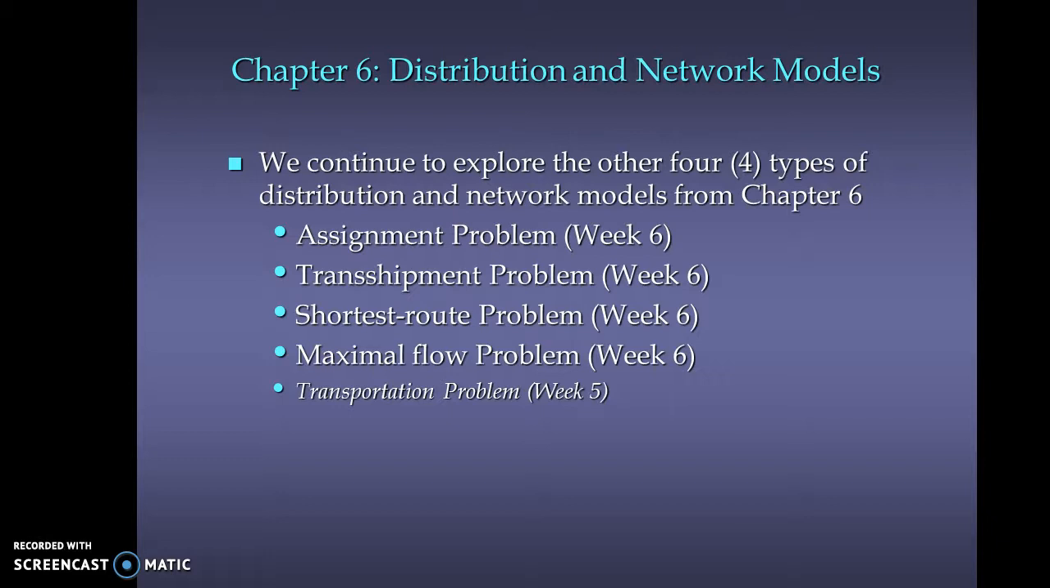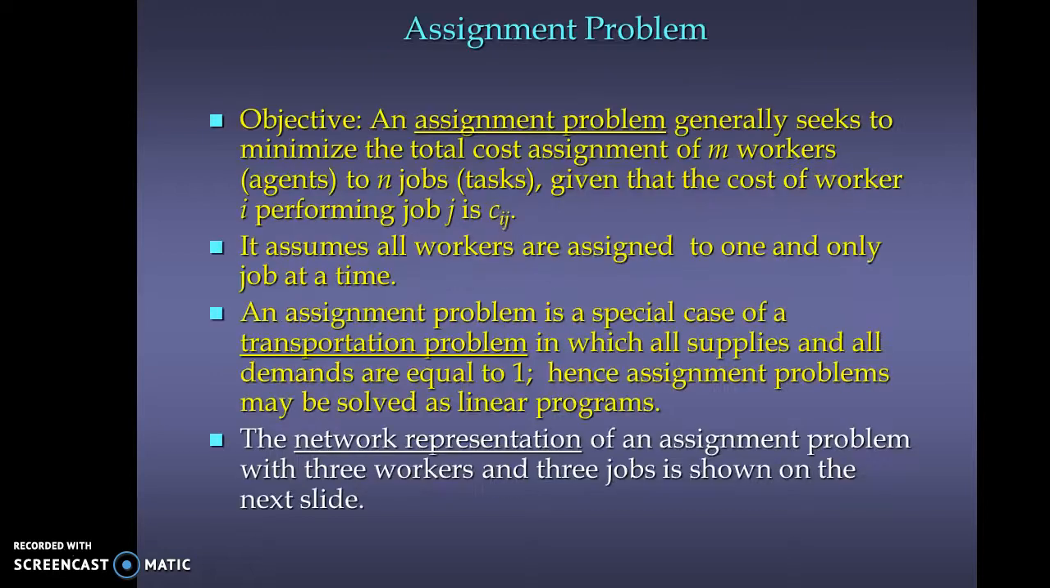And so let's begin to finish Chapter 6. Chapter 6 will be the source for all Test 4 content. Test 4 is going to open on Monday, July 10th. I'll talk about that at the end here. And we need to explore 4 additional types of distribution and network models from Chapter 6. Last week, we spent time exploring the transportation problem. This week, we'll do assignments, transshipments, shortest route, and maximal flow problems.